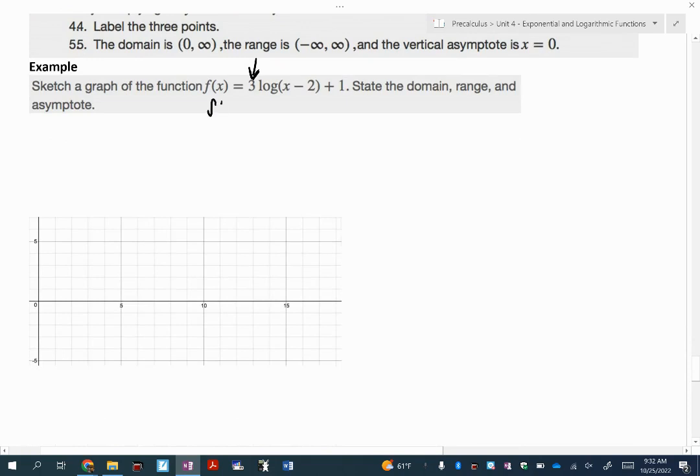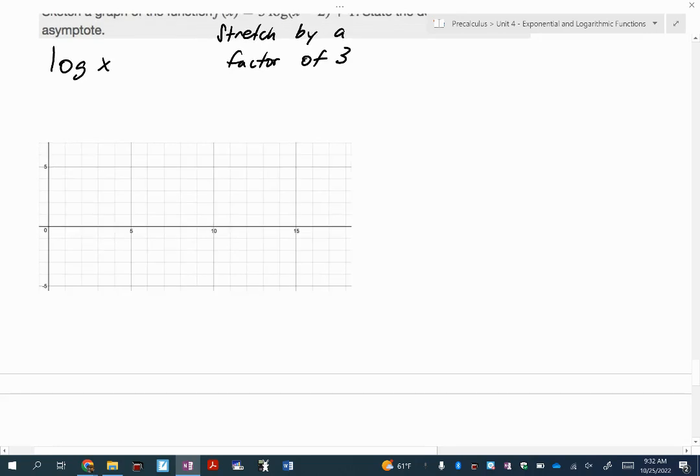So I'm going to write down that's a stretch by a factor of 3. So let's go ahead and graph just the log of x, right? And the log of x is that base 10. So the log of 1 is 0. Log of 10 is 1. Now the next one would be 100, which is going to be 2. That's way off the grid to the right. So I'm going to go ahead and make that parent function right now.